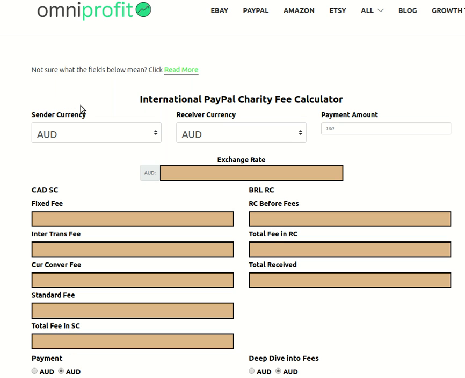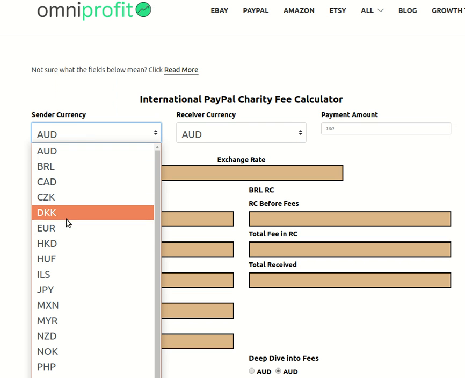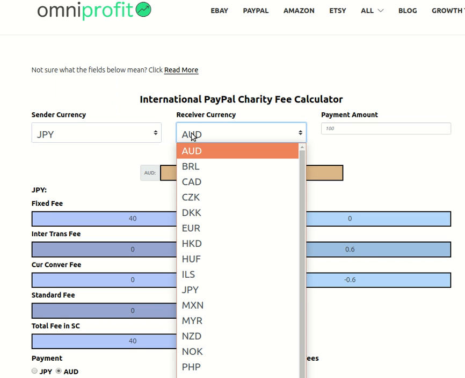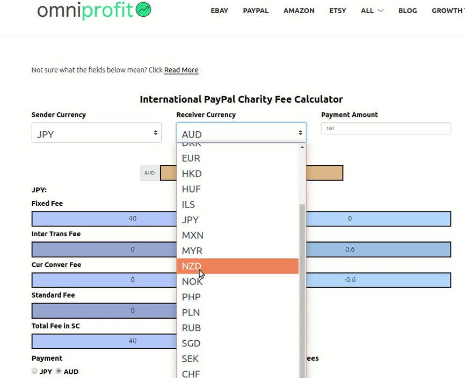Okay, so a little bit of terminology. You have a sender currency and a receiver currency. For this hypothetical example, I'm going to be donating Japanese yen to a US based charity. So the sender currency is going to be yen. I'm donating yen to a charity that's registered with PayPal in the US. So I find the symbol for yen, and immediately you notice the color changes. I'm going to explain that in a second. And the charity is based in the United States.